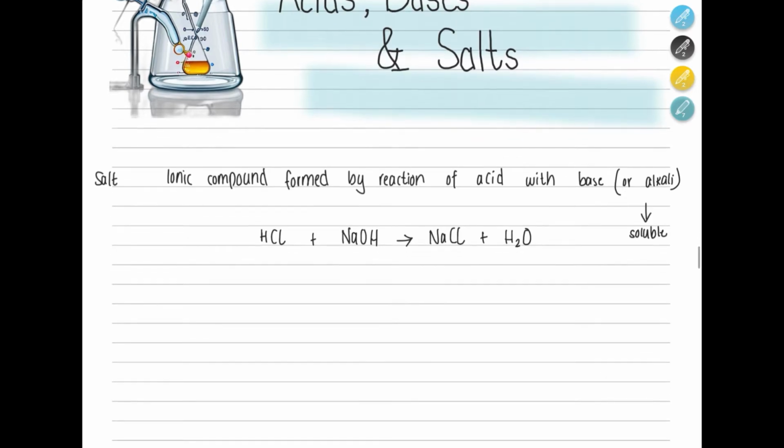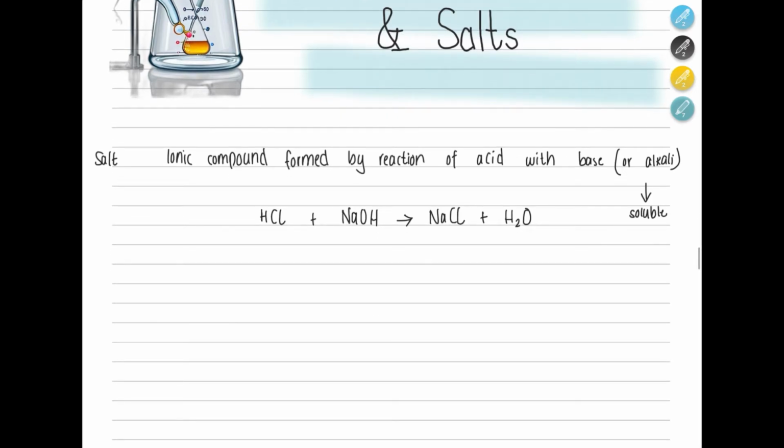Now, there's also another way to define salt. For example, if you have an acid, for example, sulfuric acid, H2SO4, when you replace the hydrogen in the acid with either a metal or ammonium ions, you get a salt. For example, if you replace this with a metal, for example, calcium, what do you get? Calcium sulfate. That's a salt.